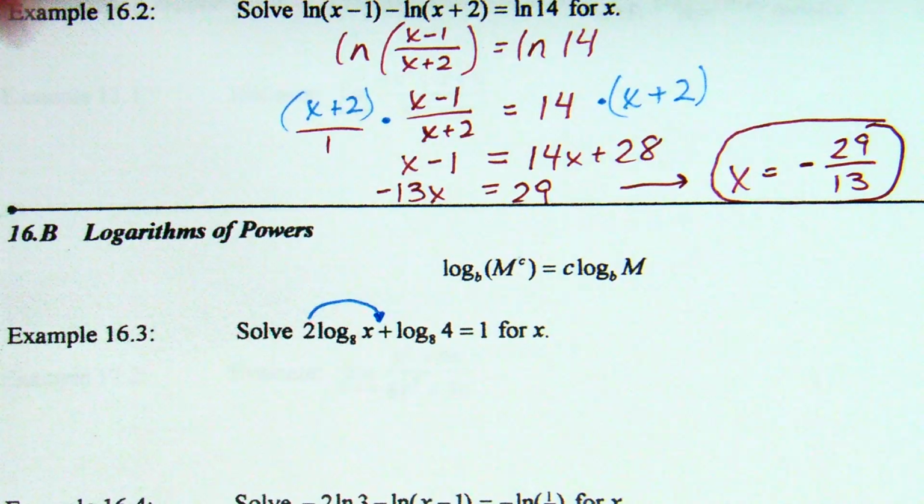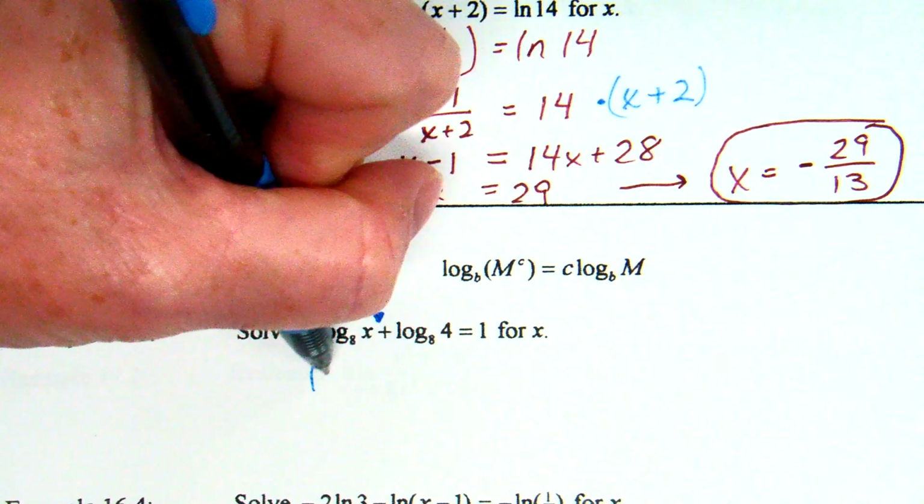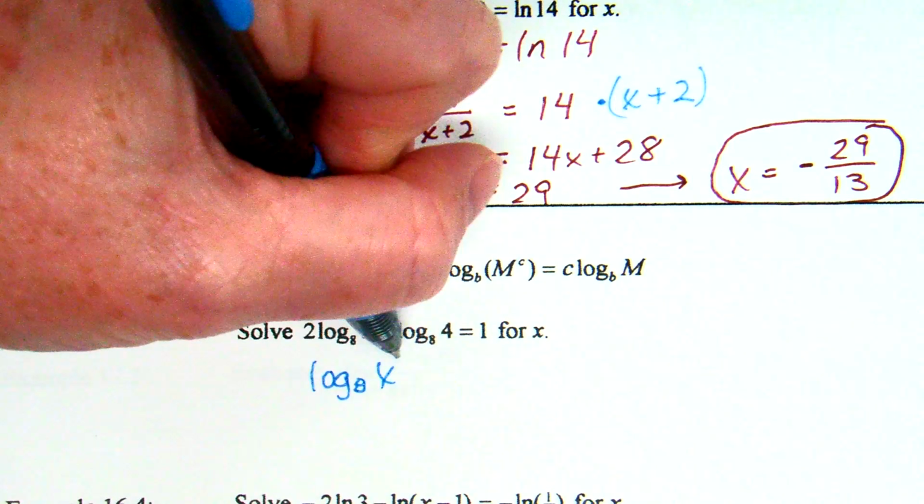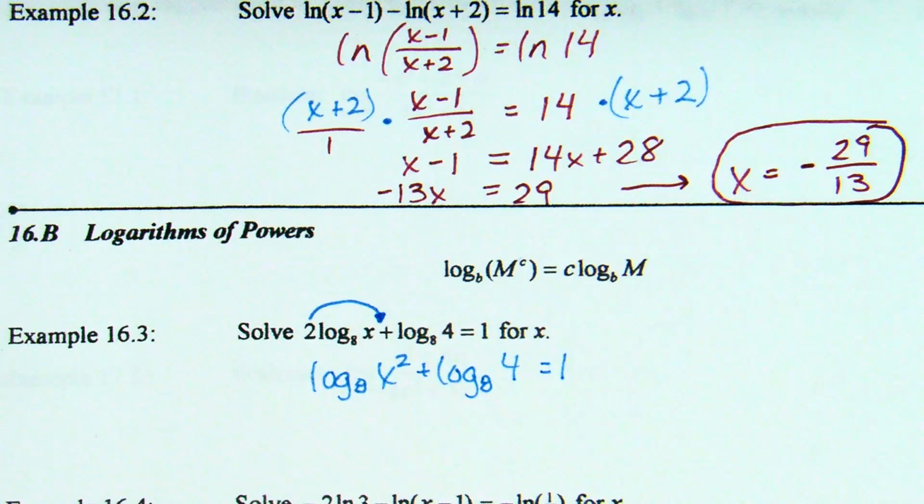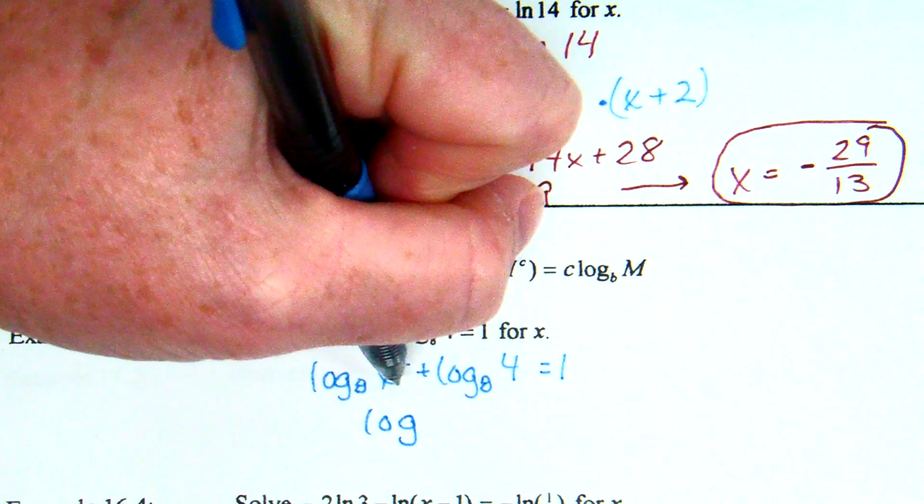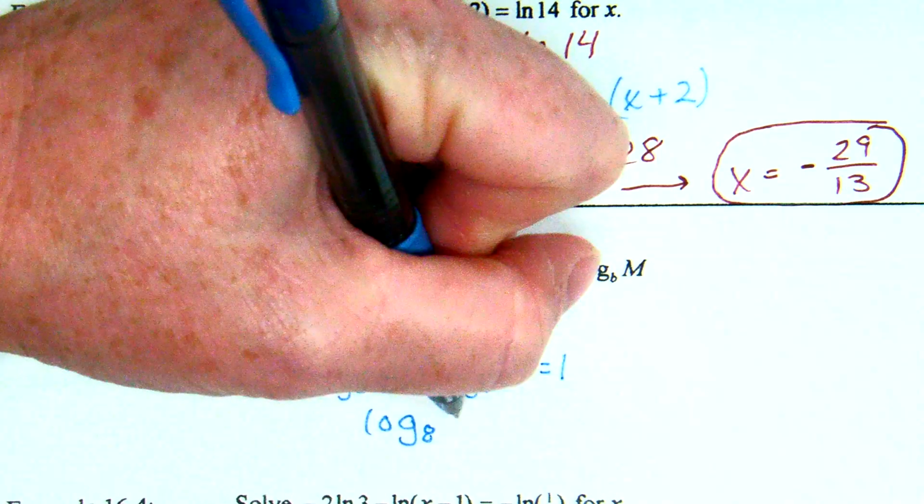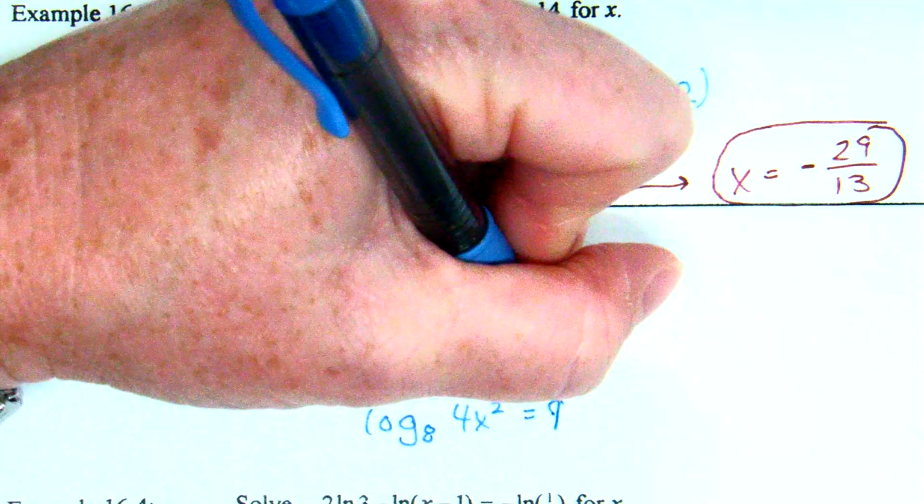And so if this becomes log base 8 of x squared plus log base 8 of 4, now that I have 2 logs, once there's no coefficients in front, it's 2 logs being added, so what do we need to do? Rewrite them as 1 log where the insides are being multiplied. So it becomes log base 8 of 4x squared equals 1.